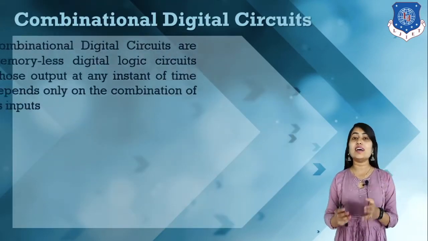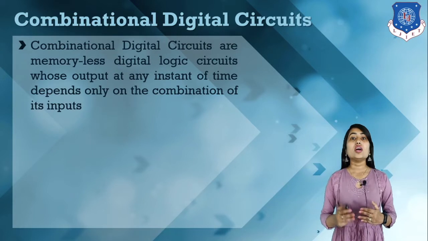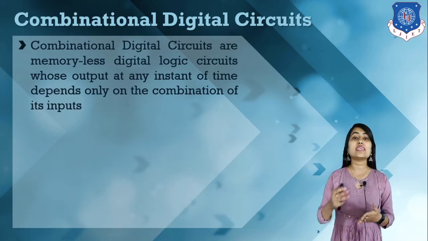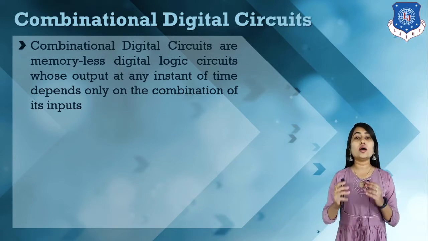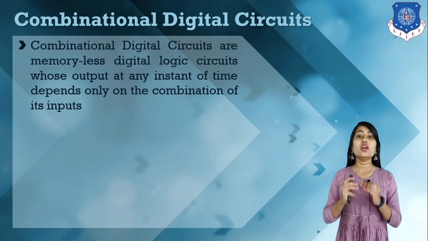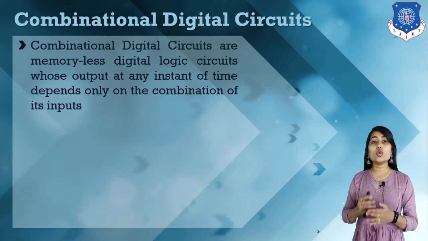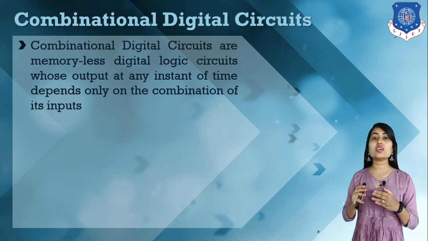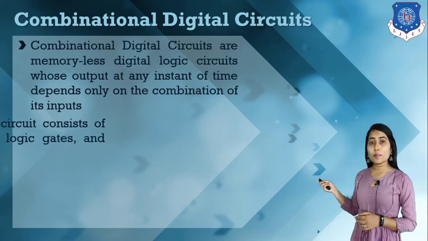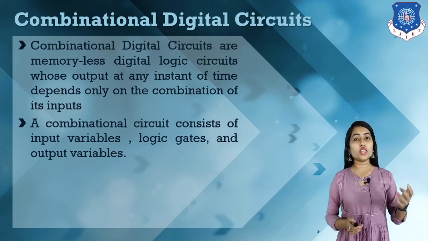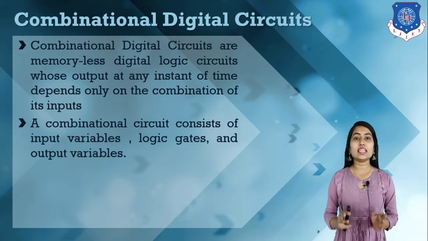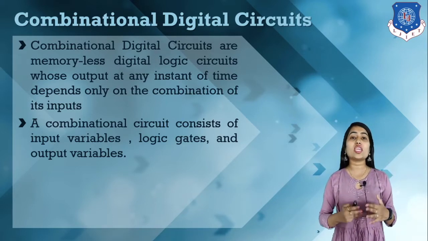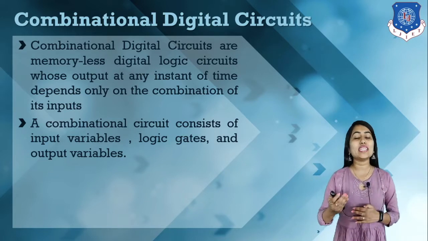This combinational digital circuit is basically a type of circuit in which present output at any instant of time depends only on the present input condition. This combinational digital circuit consists of input and output variables, or input condition, output condition, and logical gates. Using these logical gates we can make different types of combinational digital circuit.